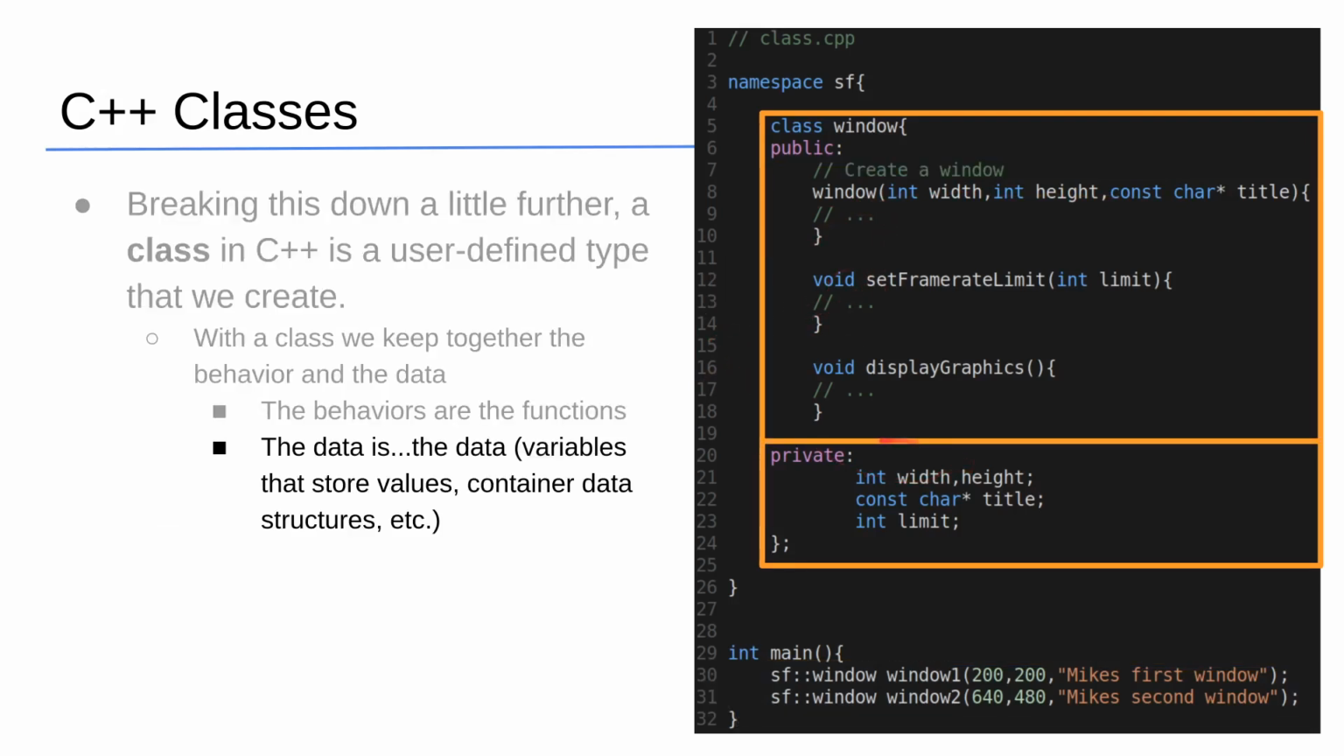And then the data that's associated, so sort of the storage in the class, whether it's variables or other container data structures, is in the class as well. The width of the window, height, the title, limit, anything else that we can think of.